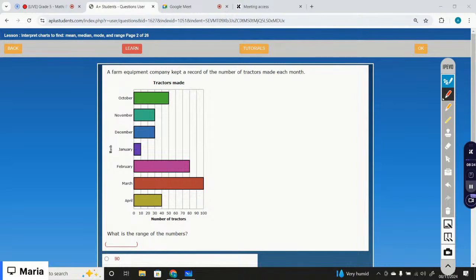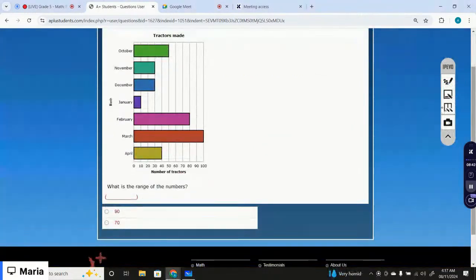Range is the difference between the greatest and the smallest value in the given data, right? The greatest value is 100, the smallest value is 10. 100 minus 10 is 90. So the range is 90. Option number 1 is the correct option. Got it?